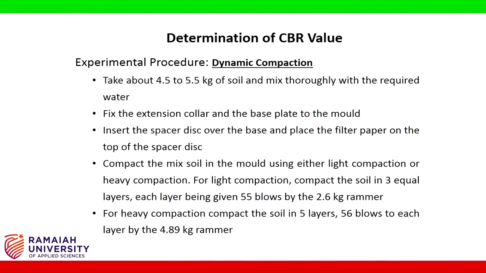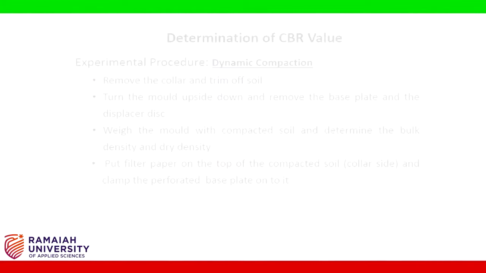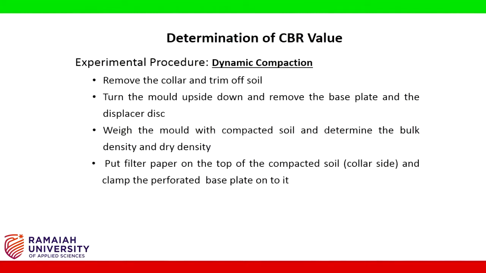For heavy compaction, compact the soil in 5 layers, 56 blows to each layer by the 4.89 kg rammer. Remove the collar and trim off soil. Turn the mold upside down and remove the base plate and the displacer disc. Weigh the mold with compacted soil and determine the bulk density and dry density.